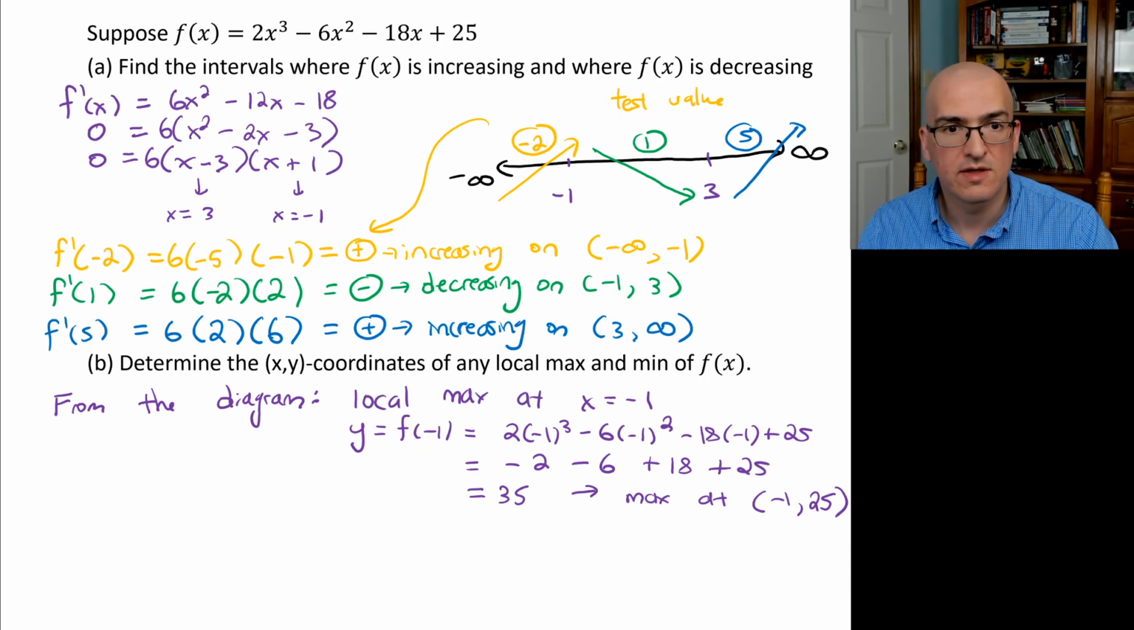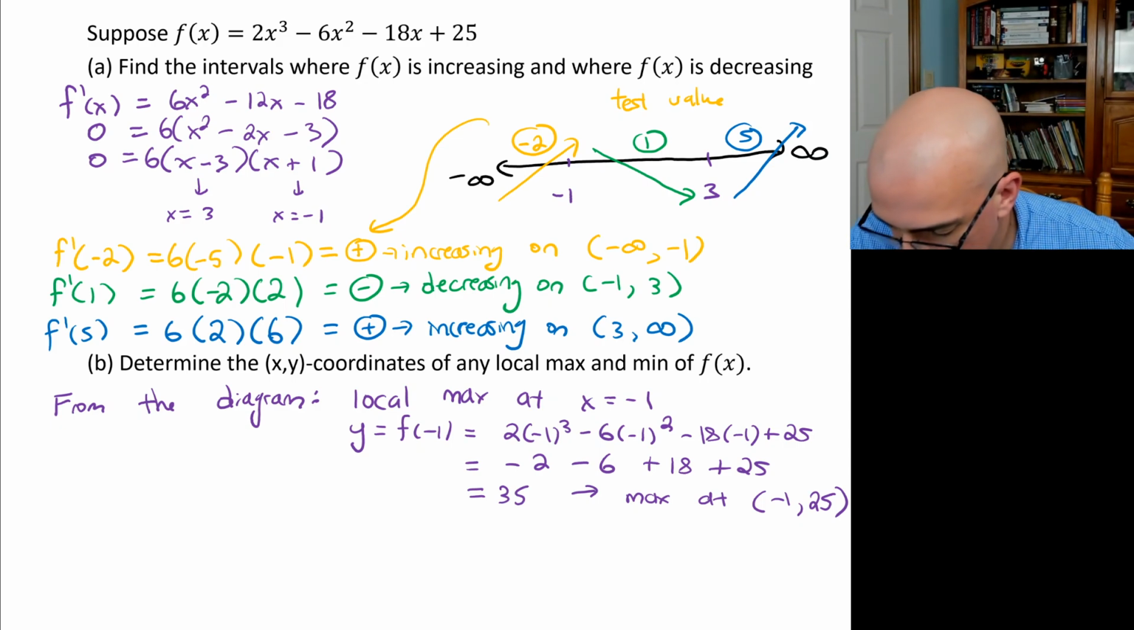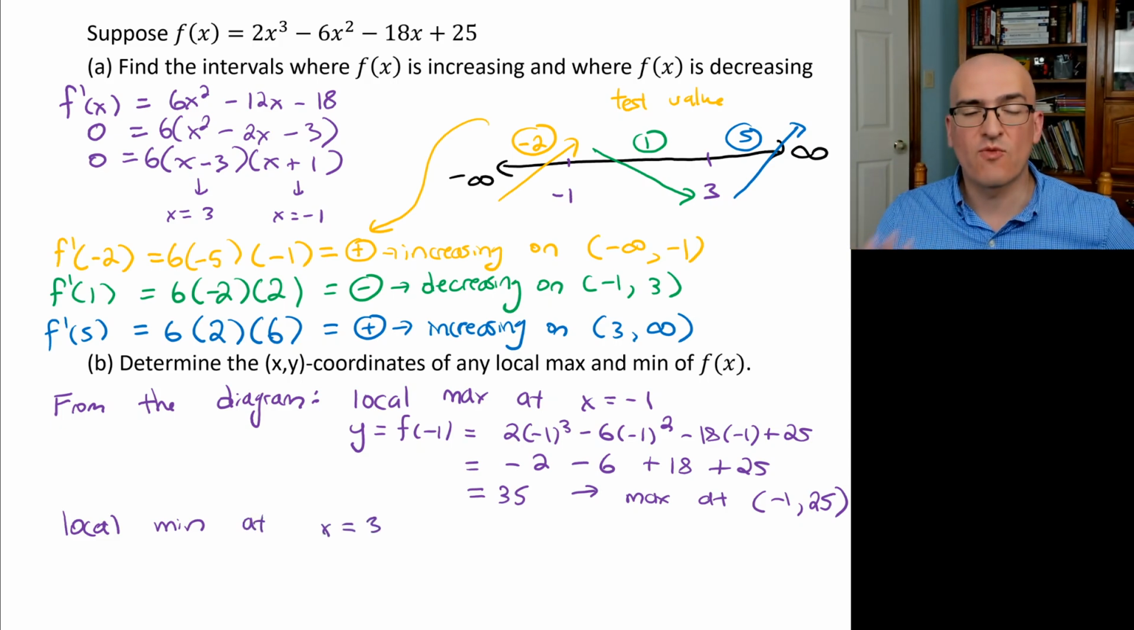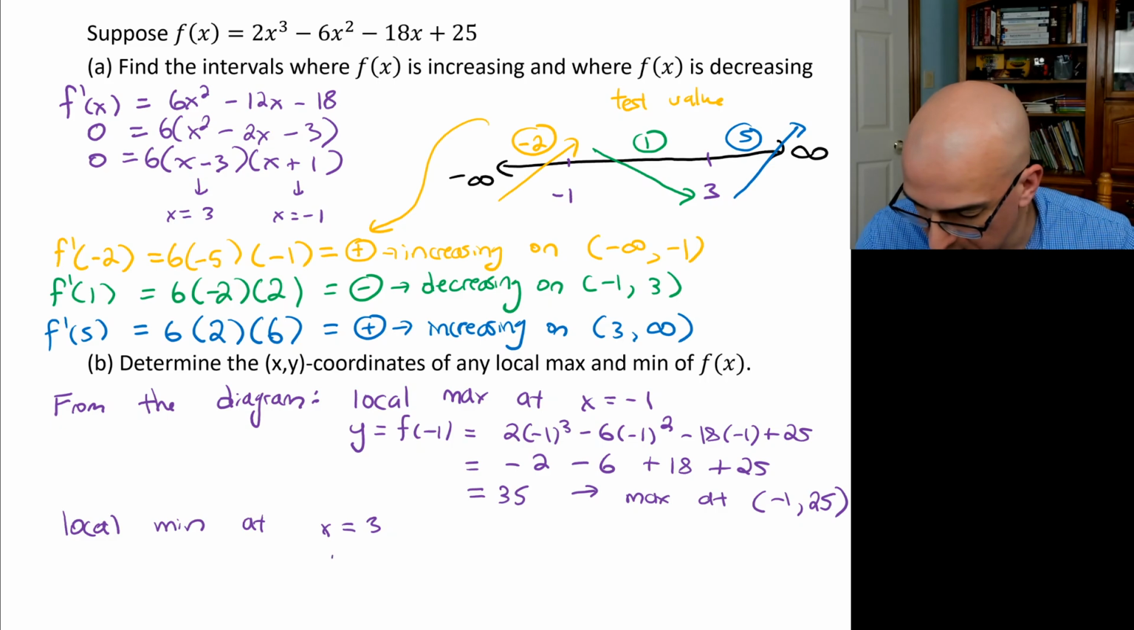All right. Next, looking at the diagram, we have a spot where the function goes down and then back up, and that's happening at 3. That looks like a minimum. So local min at x equals 3. Now we need the y value at that point. Y equals f of 3.